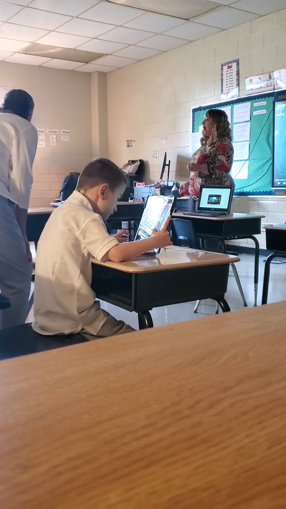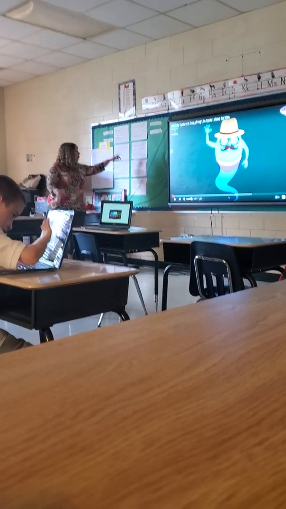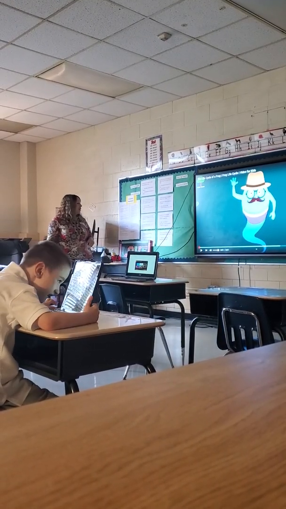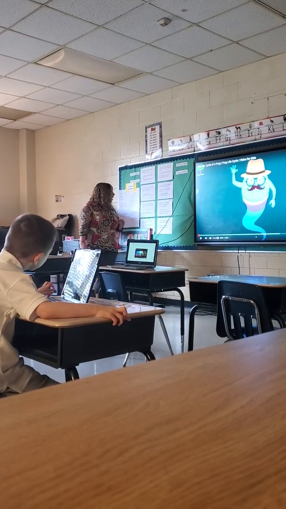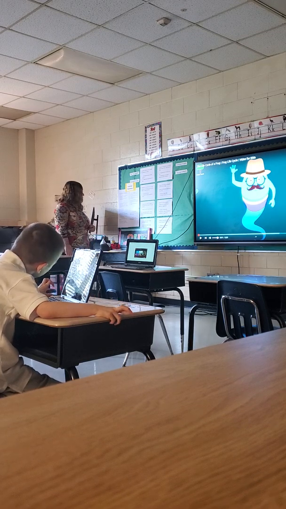We are learning about life cycles. So let's look at our standard. Our learning target is students will be able to classify the life cycles of different organisms. Your success criteria is I can communicate information about life cycles of different organisms.